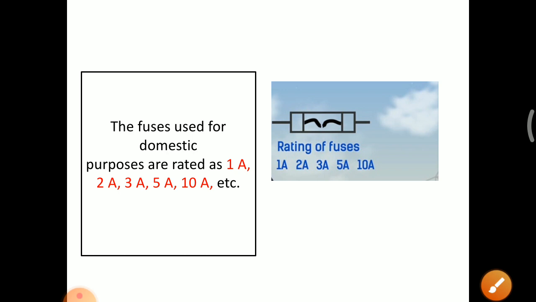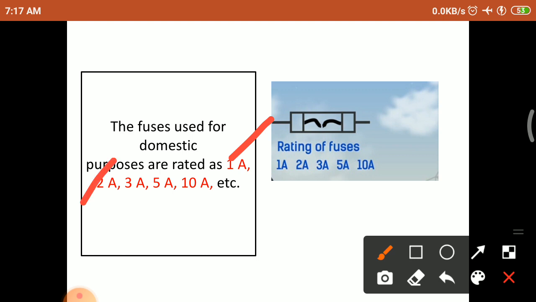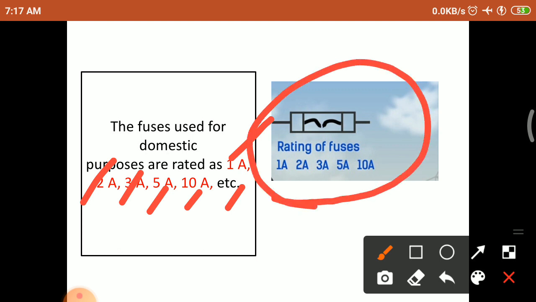The fuses used for domestic purposes are rated as 1 ampere, 2 ampere, 3 ampere, 5 ampere, 10 ampere and so on. So we can choose a 1 ampere fuse wire, 2 ampere fuse wire, 3 ampere fuse wire, 5 ampere fuse wire and 10 ampere fuse wire. So how do we choose this fuse wire?